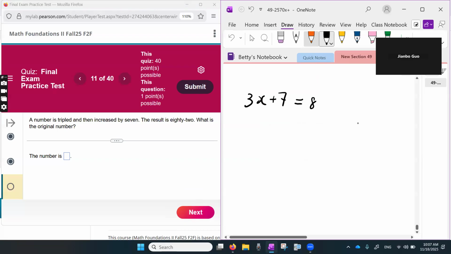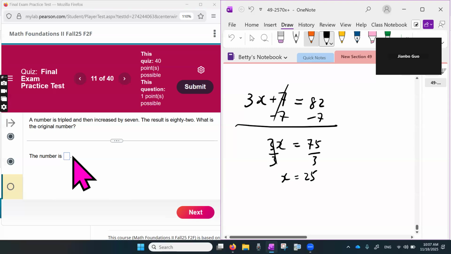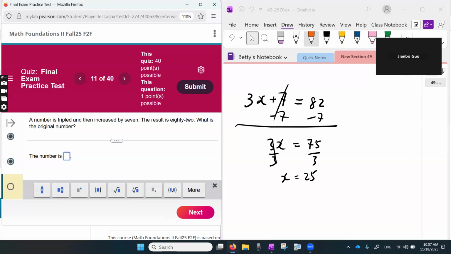Okay. So let's subtract 7 from each side. That gives us 75. And then divided by 3, x equals 25. The number is 25. When we double check the result, do not plug it back into the equation. Instead, plug it back into those sentences, okay? And the number is 25.